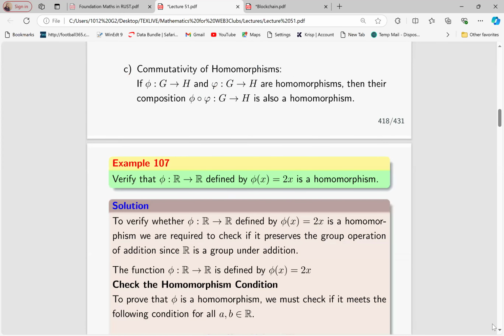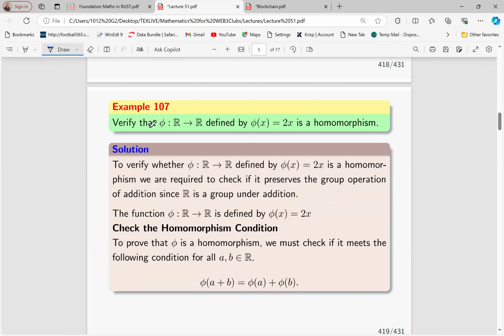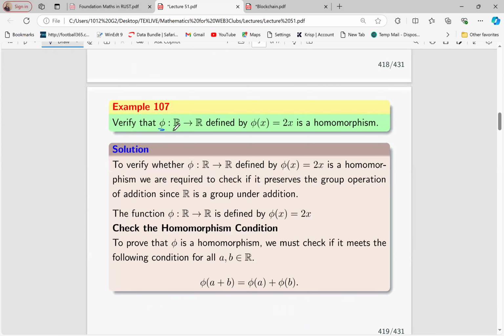Let's look at this example. This example says, verify that phi mapping R to R. R is just a real number. These are real numbers, mapping real numbers to real numbers. Okay, let me now read the question. Verify that phi mapping R to R defined by phi of x is 2x is a homomorphism.